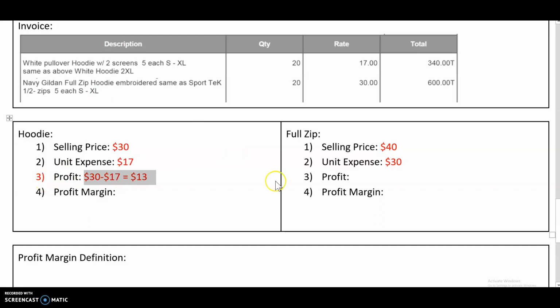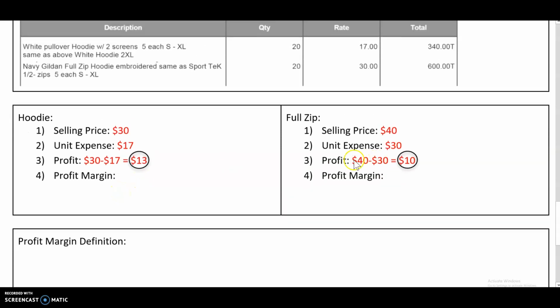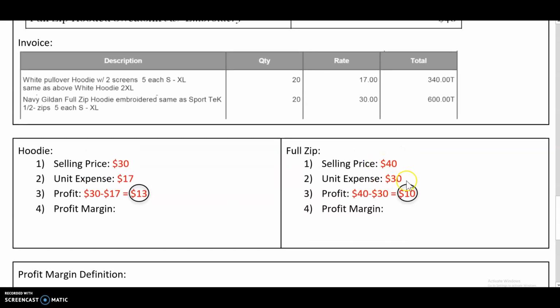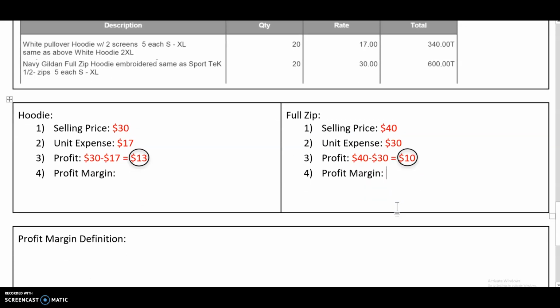Take a moment and calculate the profit on the full zip, and I'll come back in a moment with the answer. Okay, if done correctly, you sold the full zip for $40, but it cost you $30. So in each sale, you would keep $10, 40 minus 30. That should be a review.